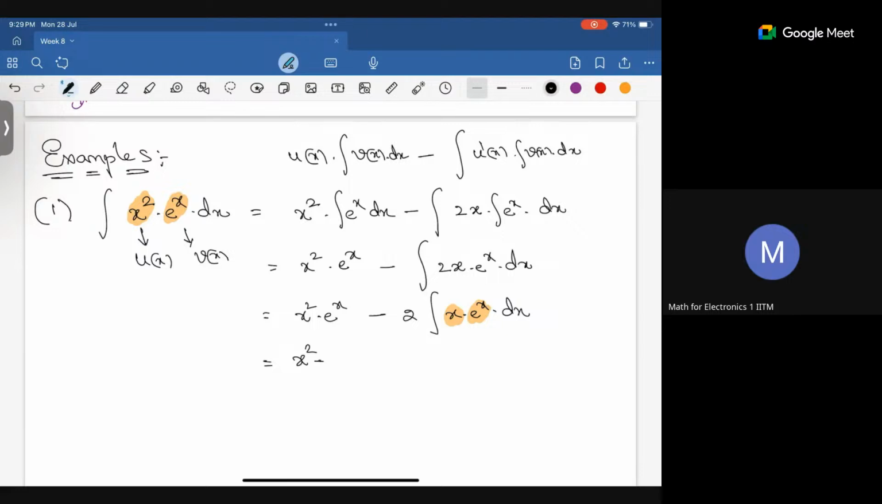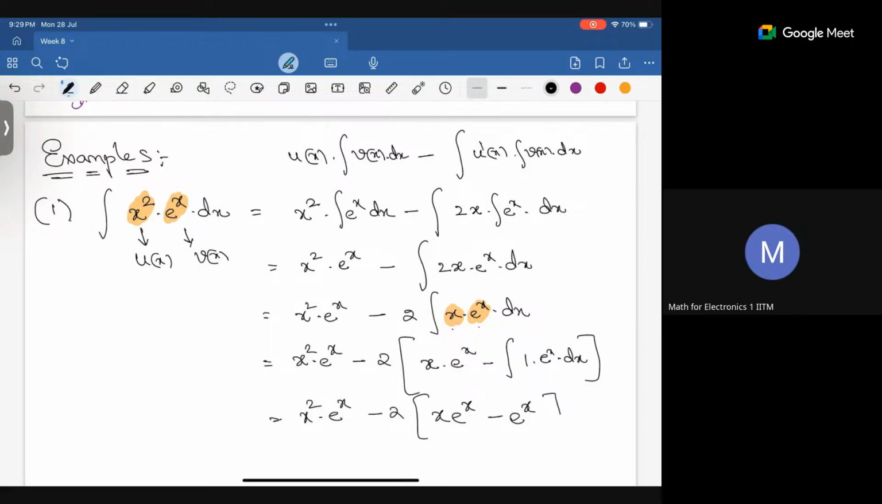So x square into e power x minus 2. Now this integral, again I will take this as u of x and this as v of x. If I take it in that way, this will be x into integral e power x, which will be e power x minus integral x derivative, which is 1, into e power x dx. Right, so now it will be x square e power x minus 2 x into e power x minus integral e power x is e power x.